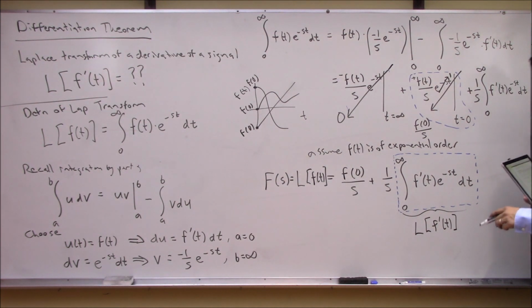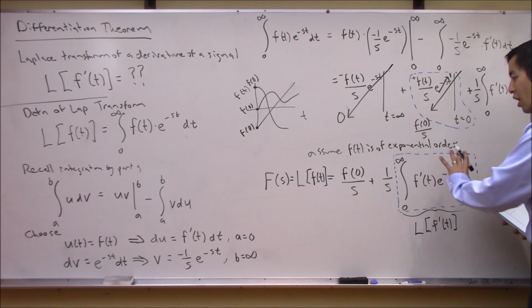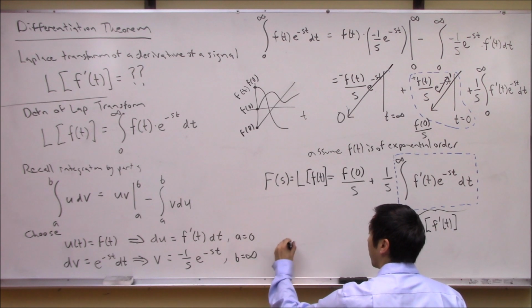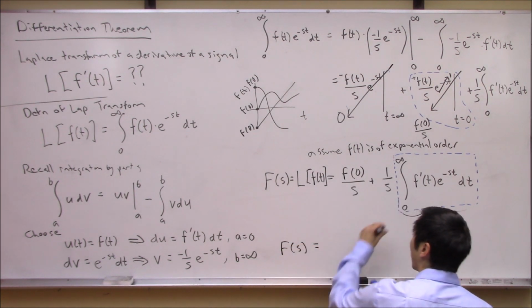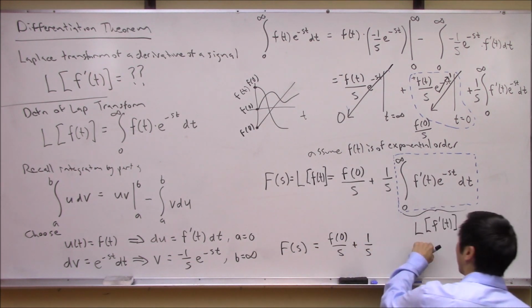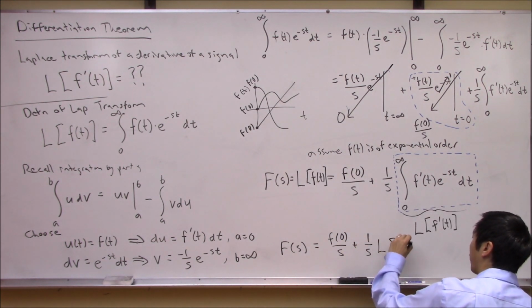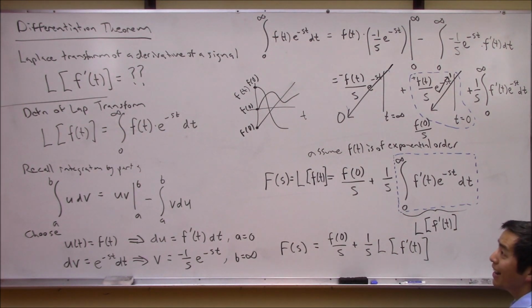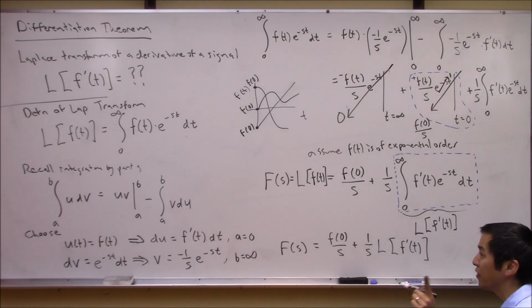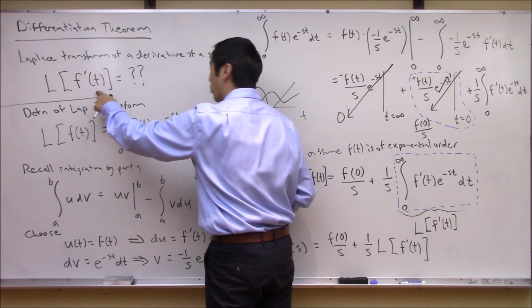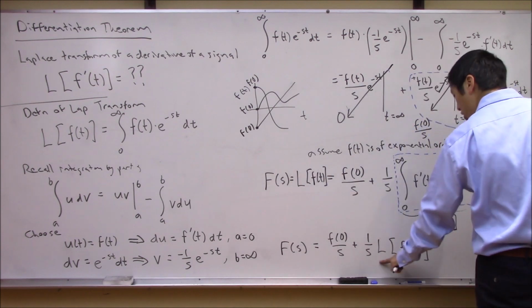So if that's the case, this is awesome. This is really getting cool. Let's boil this down, let's simplify this. So we said the left-hand side, this is F of s, is equal to the right-hand side, which is f of 0 over s plus 1 over s times the Laplace transform of f prime of t. And now, wow, we're really cooking, because what did we say we wanted at the beginning? I want to know what is the Laplace transform of f prime of t. Here it is right here. Just solve for this thing.